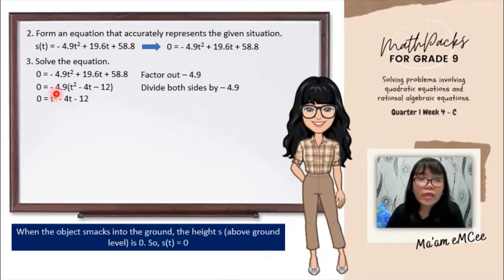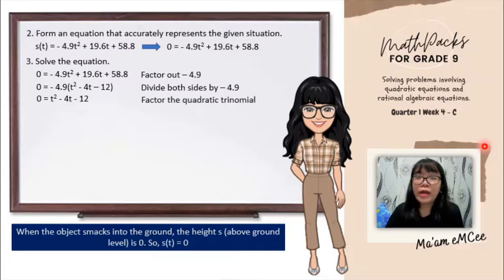If we divide this side by negative 4.9, of course, we will get rid of this one. So what remains is t squared minus 4t minus 12. So our quadratic equation in standard form is t squared minus 4t minus 12 equal to 0.